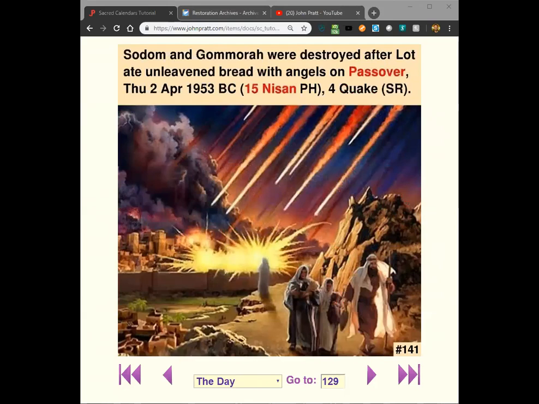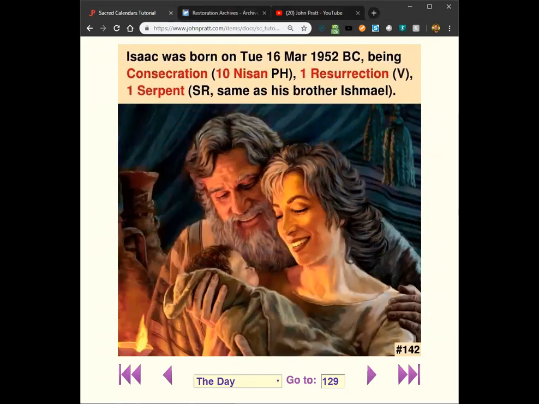And the final one here is going to be the birth of Isaac, and we'll stop here. Next slide, 142. And on slide 142, we read that Isaac was born on Tuesday, the 16th of March, being consecration, like I promised, 1 Hebrew year after, 10 Nisan, and it was 1 resurrection on the Venus, meaning the end of the project on the creation pattern. He's born on 1 serpent, the same as his brother Ishmael.